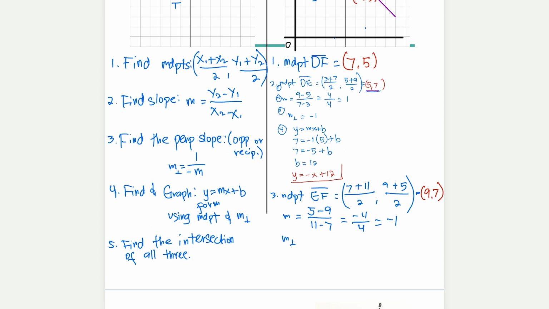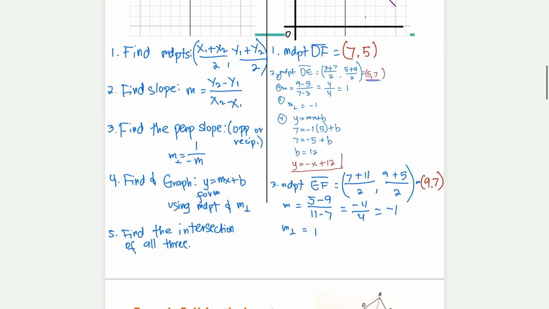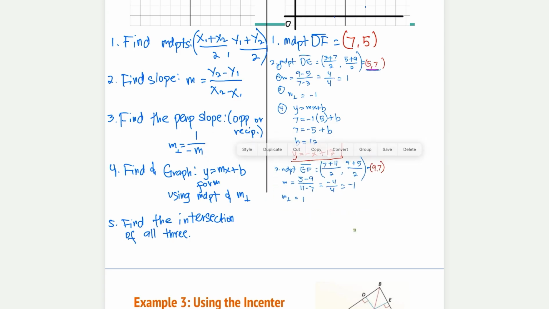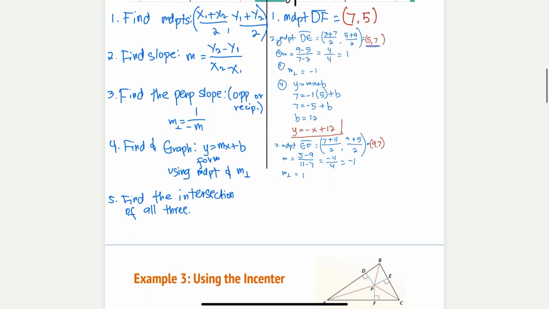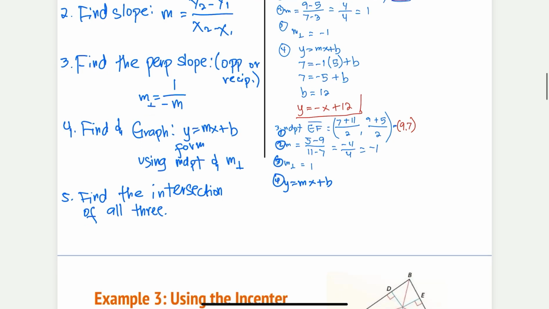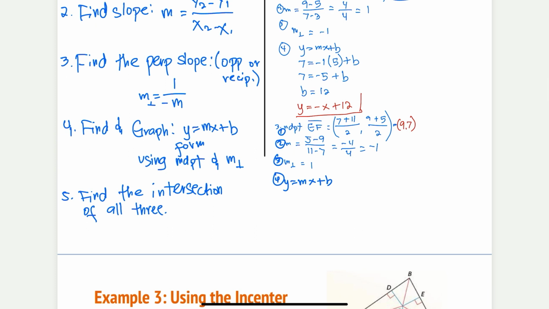And then the perpendicular slope will be the inverse of negative 1, which would be positive 1, because our formula is negative 1 over m. And following the same process that we did, using the perpendicular slope, the fourth step is y is equal to mx plus b. It's the first step, second, third step, and then the fourth step. So using this one, let's find the b.